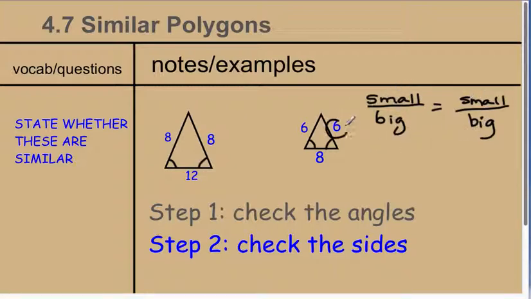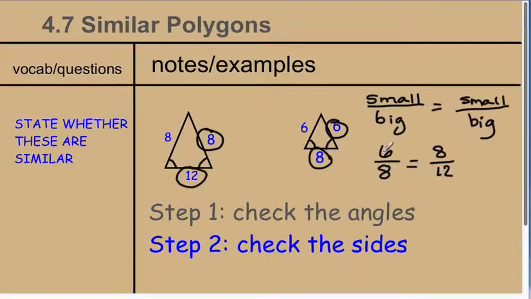My small shape, this side is a 6. I have to pick the exact same side on the other one. So it's going to be an 8, or its corresponding side, I should say. Then I want to pick another one from small. I'll pick the 8. And the side on the big is a 12. Again, I can do two things here. I can cross multiply, or I can reduce. Let's try reducing. These are all nice even numbers.